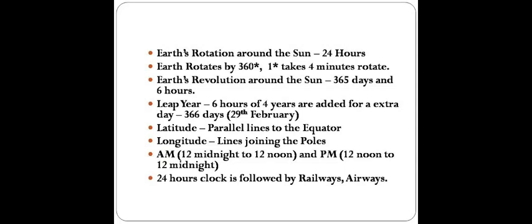Next is longitudes. Now what are longitudes? Longitudes are the lines which join poles. Poles means from North Pole to South Pole. And they are 360. I told you the Earth has 360 degrees. So we count it in longitudes. And these latitudes and longitudes are just imaginary lines.